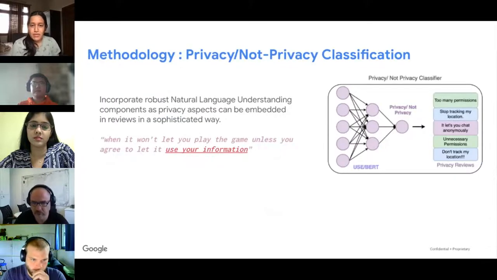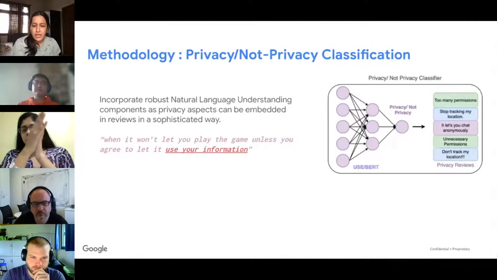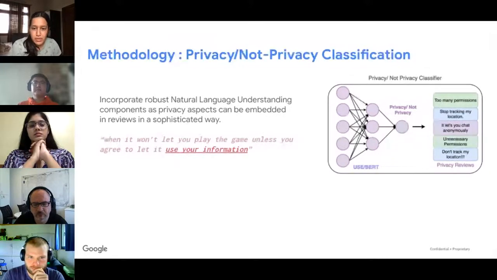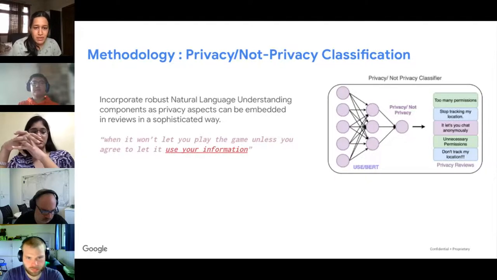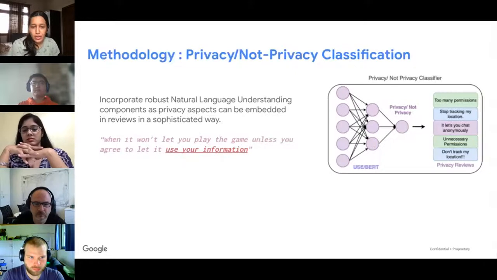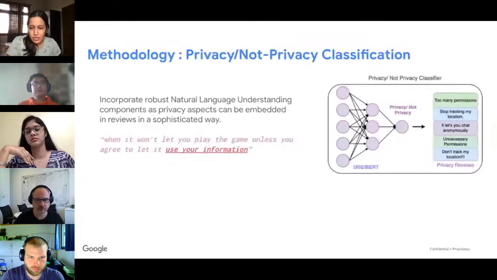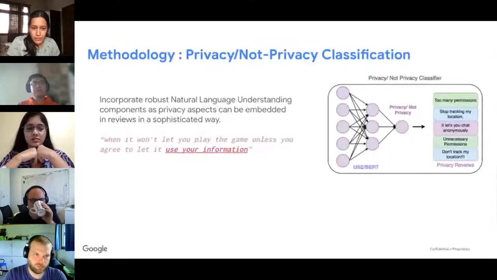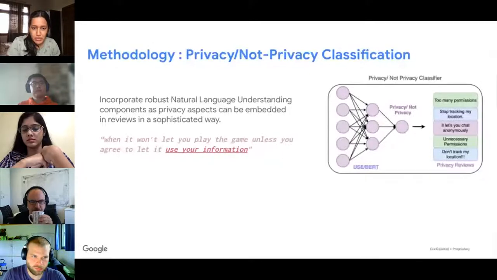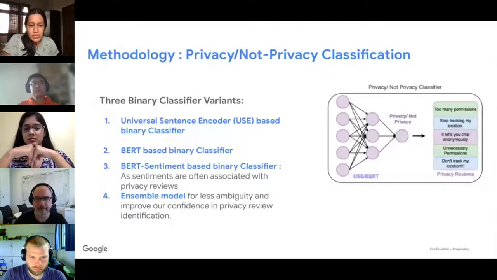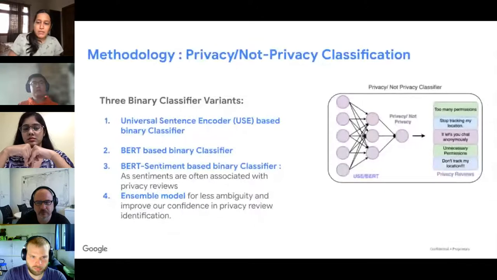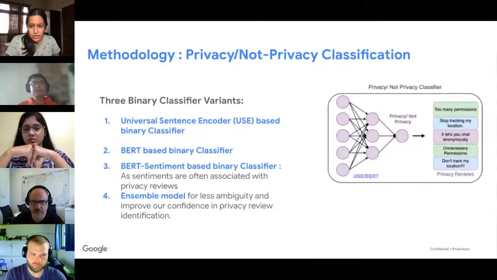So to build the privacy and not privacy classifier, we use sophisticated natural language understanding pipelines. Specifically, our models are based on BERT representations, because some reviews can be about privacy without even using certain privacy words. Like in this example, "you don't let it use my or your information." There is no privacy keyword in this review, but they are talking about the use of their personal information. So we built three different classifiers for our work. One was based on the universal sentence encoder that uses a dataset from Reddit for the classifier. Then the other is BERT based and BERT sentiment based, because sometimes privacy reviews are associated with negative sentiment, so we also use sentiment information.